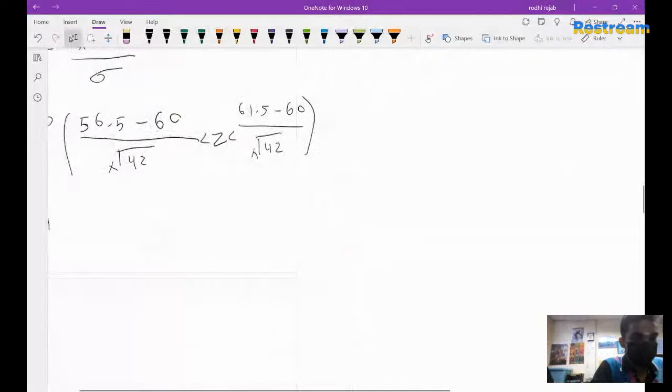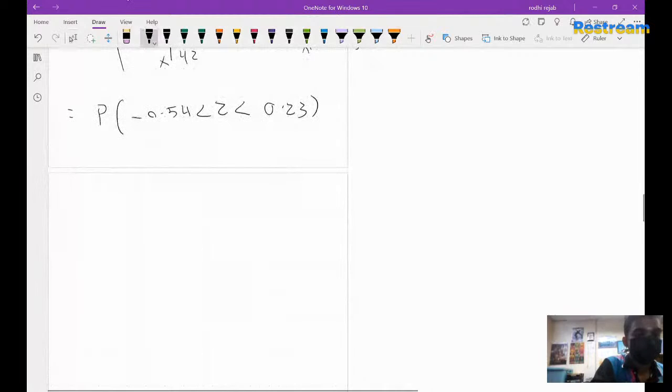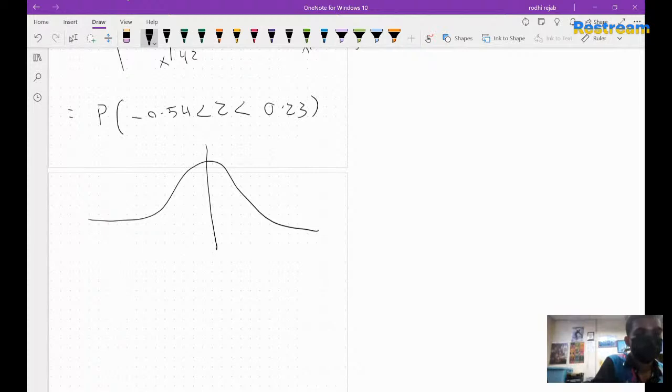The math, you'll get negative 0.54 less than Z, which is less than 0.23. Okay, so we know that this is the same as, kita nak, okay lah, saya tunjuk graf dia. Graf dia macam ni. Negative 0.54, 0.23. Okay, this is the area that we want.